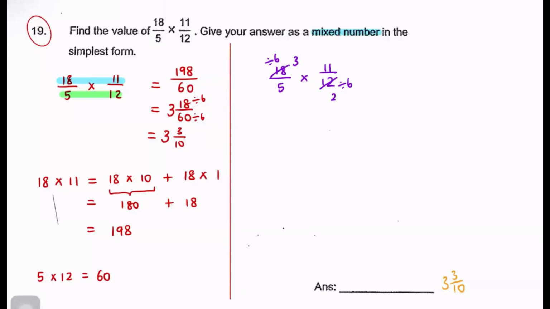Kira, do you catch that part? Okay, so here we have simplified the fractions into 3 over 5 times 11 over 2, correct? And then, Amber, next. Can you speak first? Next.